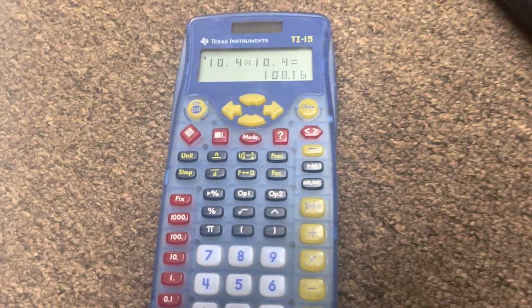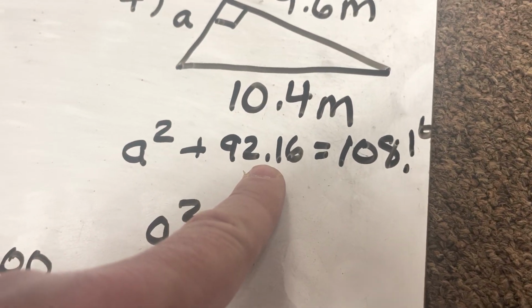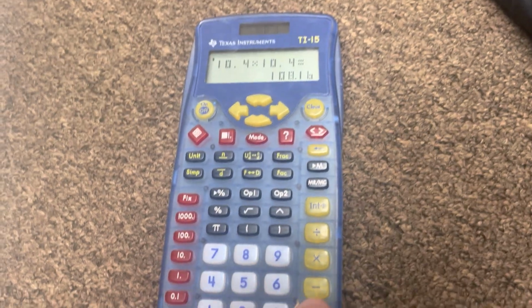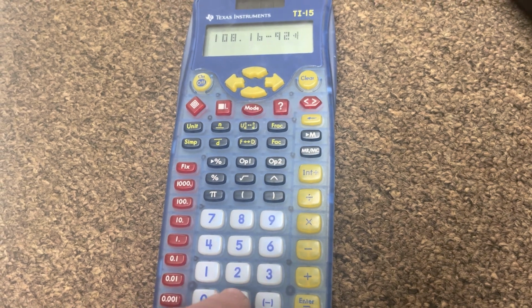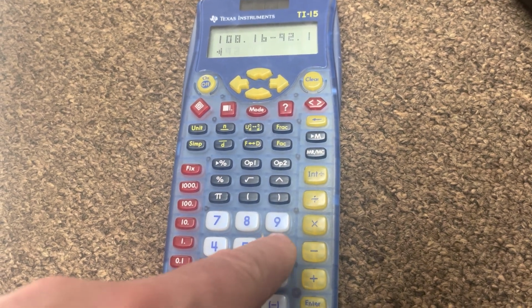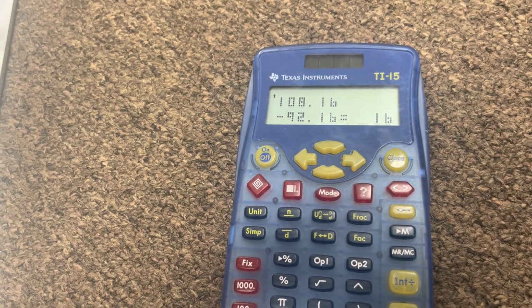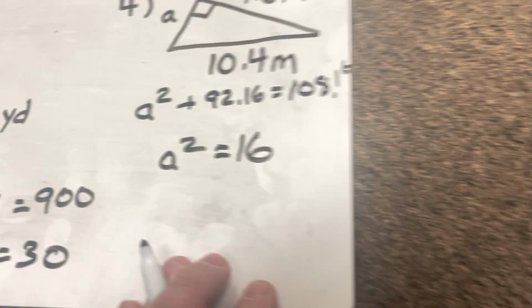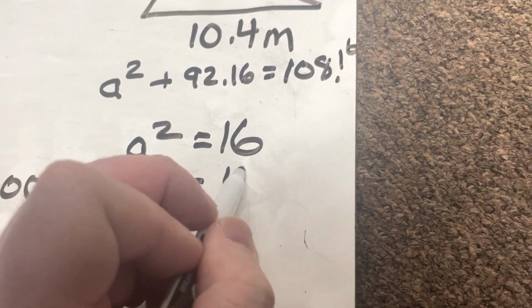So I've already got the 108.16. I'm going to subtract the 92.16 to isolate A squared, but I've got to do the same thing to this side. So minus 92.16, and that equals 16. A squared equals 16. Well, if A squared is 16, I have a feeling that A is going to equal 4.